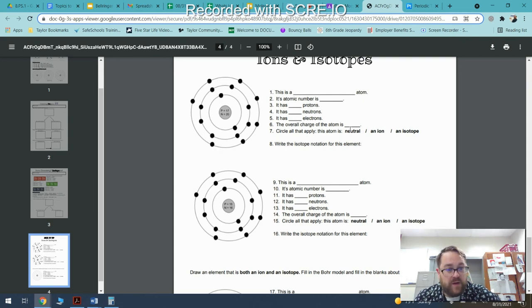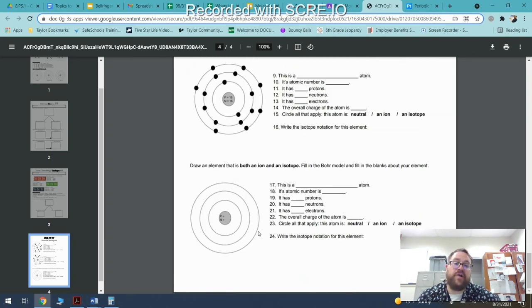By now, we should know how to get the charge of an atom. You take the number of protons minus the number of electrons, and that gives you your charge. If it's a negative number, you have a negative charge, and it's an anion. If you have a positive number, it's a positive charge, and you have a cation. We're not really worried about anion and cation here in this problem, so just tell me if it's an ion. Is it an isotope? Remember, what makes something an isotope? Well, if an atom's an isotope, that means it has a different number of protons and neutrons. So do the same for number 9.